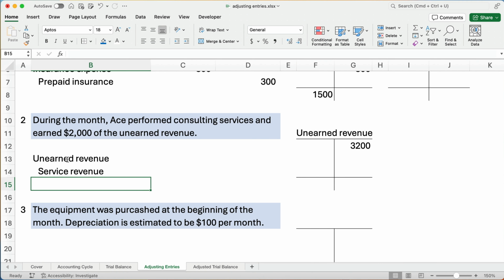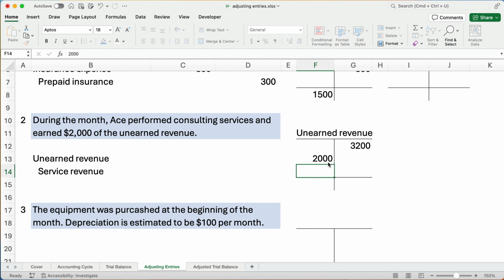Remember, the definition of revenue is we only recognize revenue when we earn it, not when we receive the cash. We could receive the cash ahead of time, during, or even after the time. So we're going to debit unearned revenue for $2,000. So now it has a balance of $1,200. $3,200 minus $2,000. The balance of unearned revenue is $1,200. That's our liability going forward. All right, so service revenue, then, we get to recognize an extra $2,000.